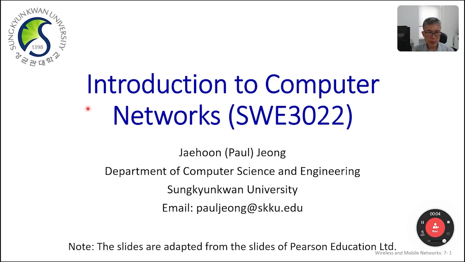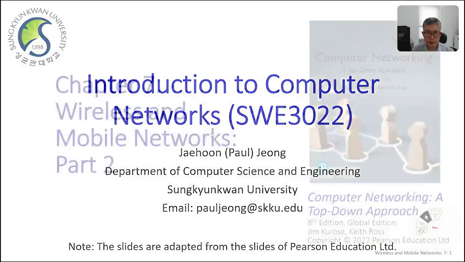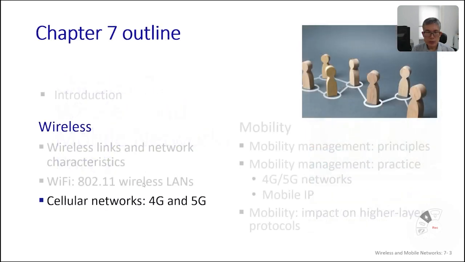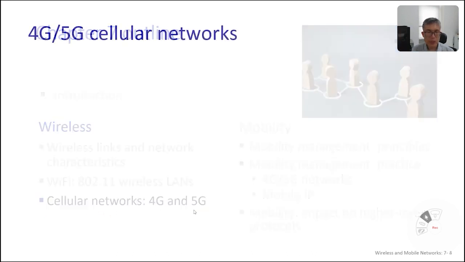I'll explain the course entitled Introduction to Computer Networks. Today I will explain Chapter 7, Wireless and Mobile Networks, Part 2. This is the outline for today. We'll study wireless networks, especially cellular networks, fourth generation and fifth generation, 4G and 5G.